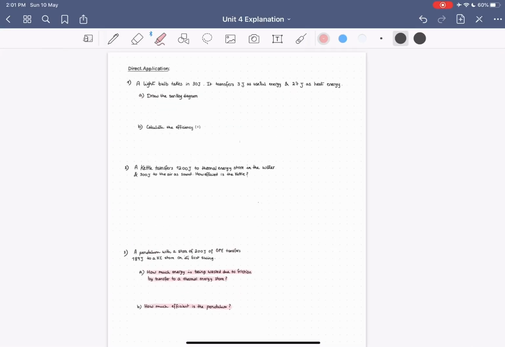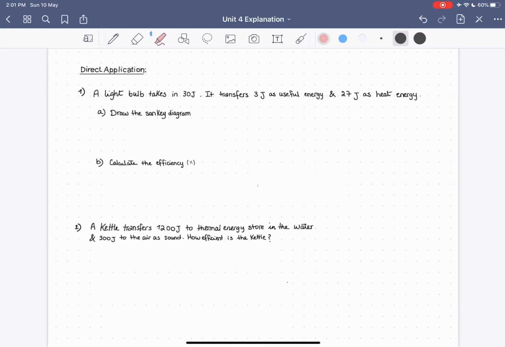Okay, so some direct applications. If we have a light bulb that takes 30 joules, it transfers 3 joules as useful energy, so they did not specify what type of useful energy. And then we have 27 joules are heat energy.